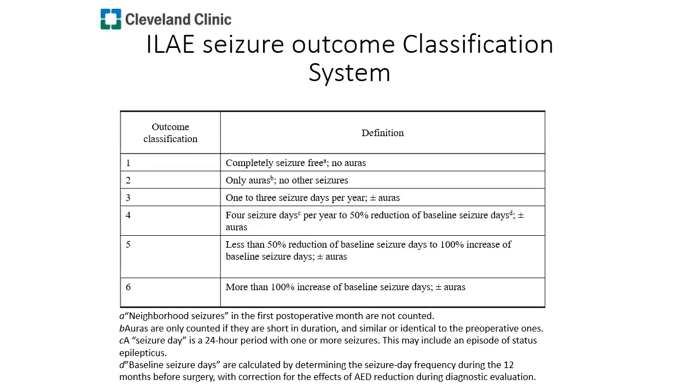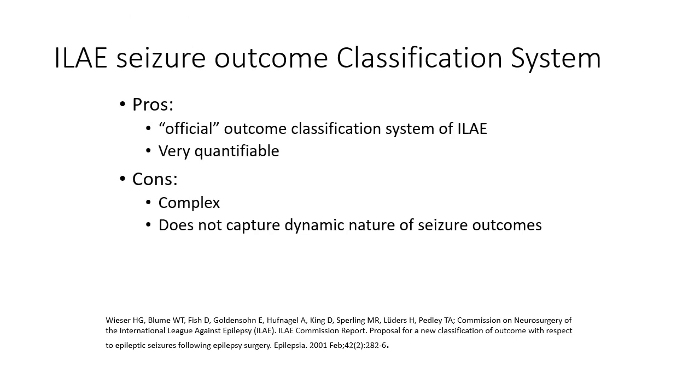The second seizure classification system that we describe in that chapter is the one by the International League Against Epilepsy, which goes from 1 to 6 and uses much more specific quantification of recurrent seizures or auras, but its limitations being the complexity associated with requiring to quantify seizures to that extent. The second limitation is that it does not capture the dynamic nature of seizure outcomes.